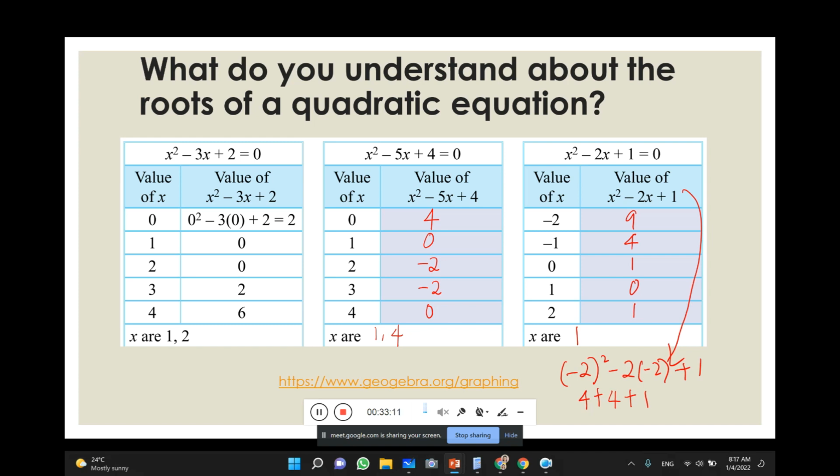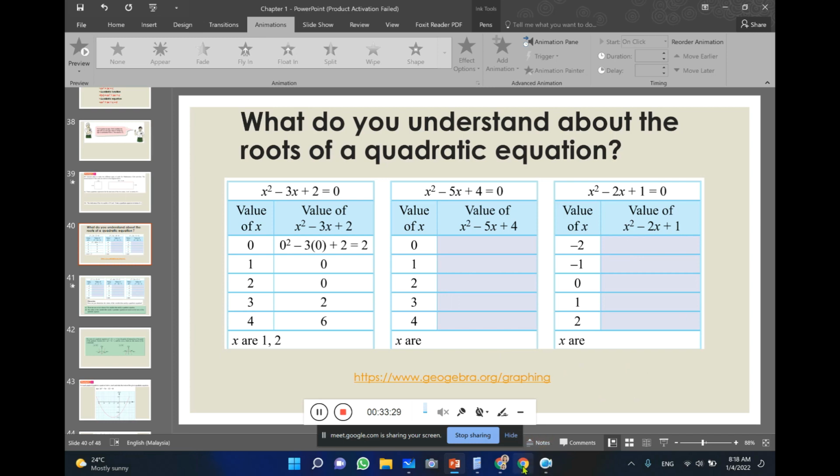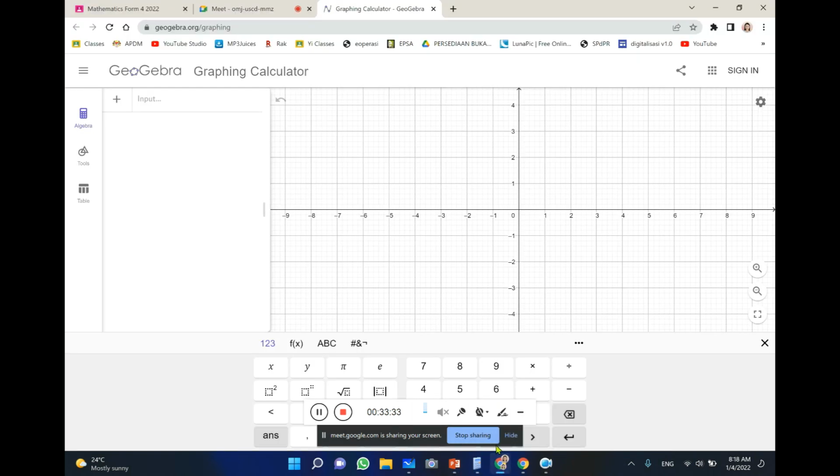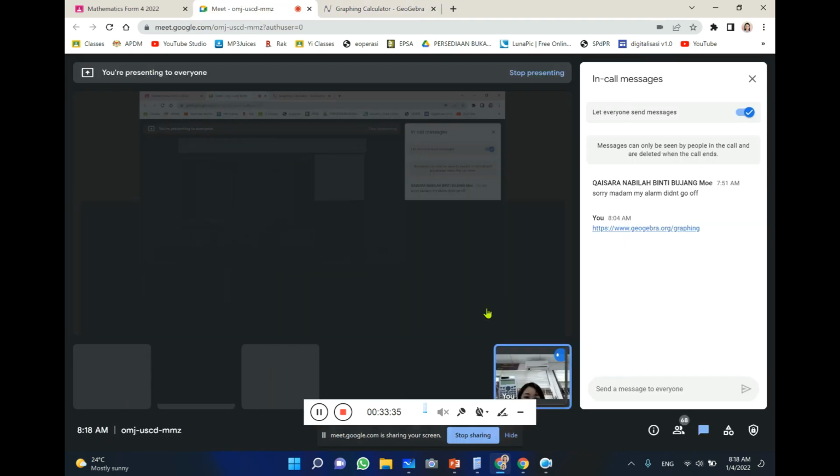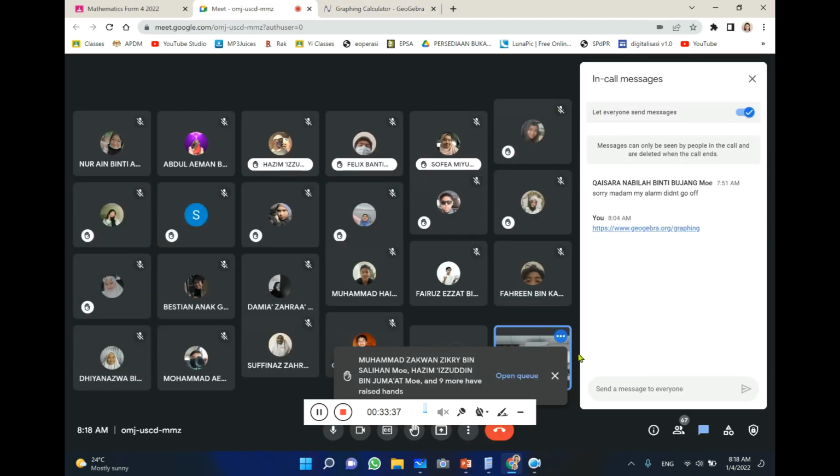You use your calculator to calculate, is it? Yes, I did. Most probably with your calculator. Now let me show it to you. I'm not sure which kind of calculator you are using. If you look at my calculator, can you see it? I just show it to you using the camera. I stop presenting for a while.